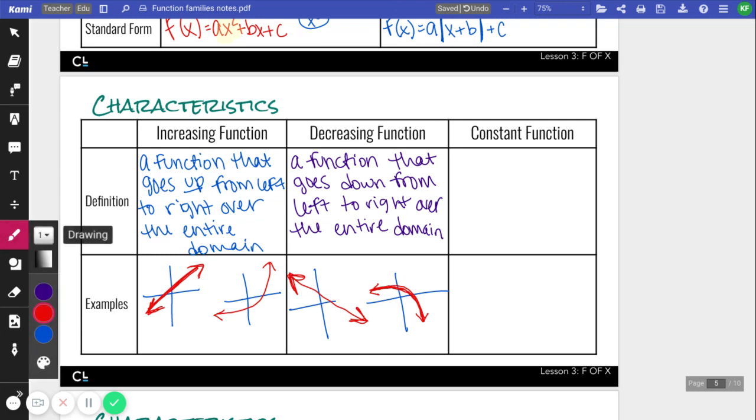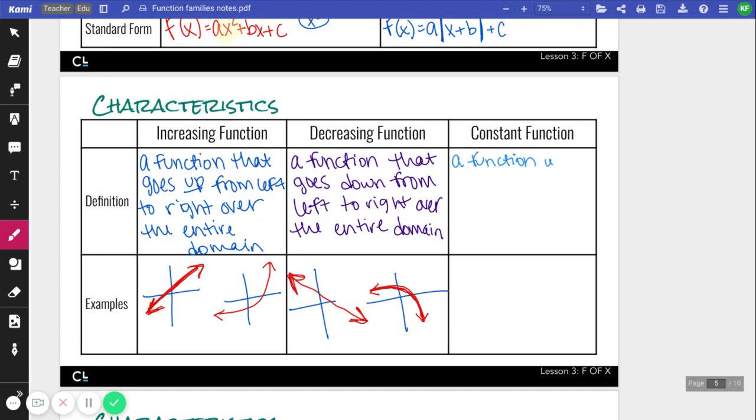And then finally, we can have a constant function. The word constant should start telling you something. It means something's not going to change. Something's going to be the same. The thing that stays the same or that remains constant is the y value. So it's a function where the dependent or the y variable doesn't change.